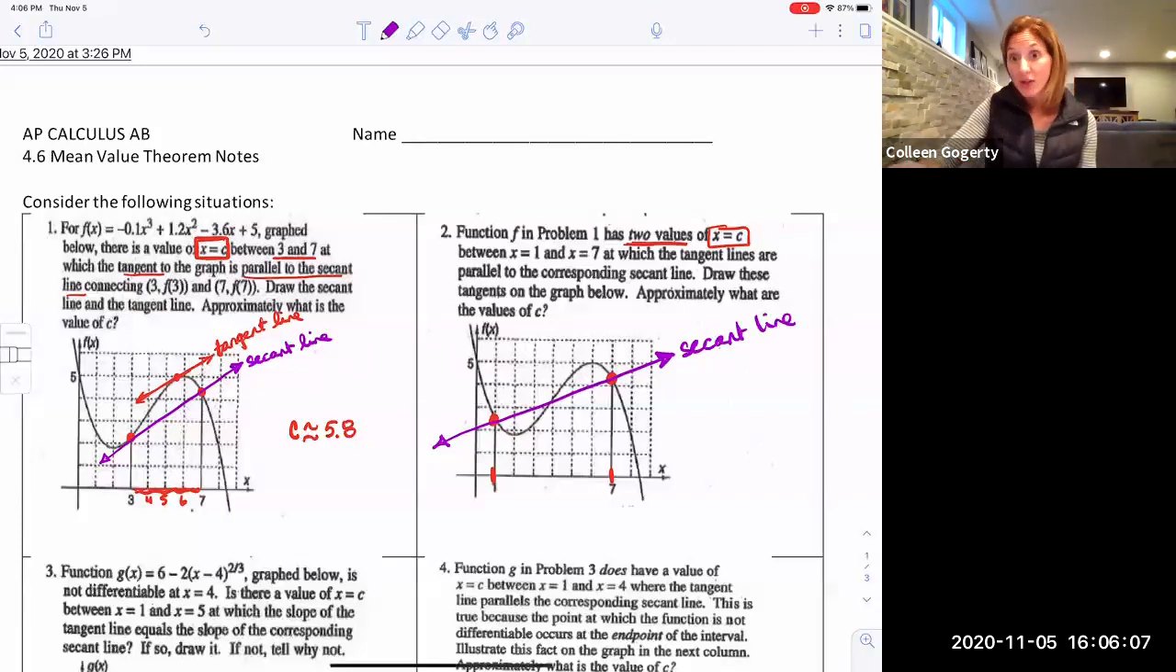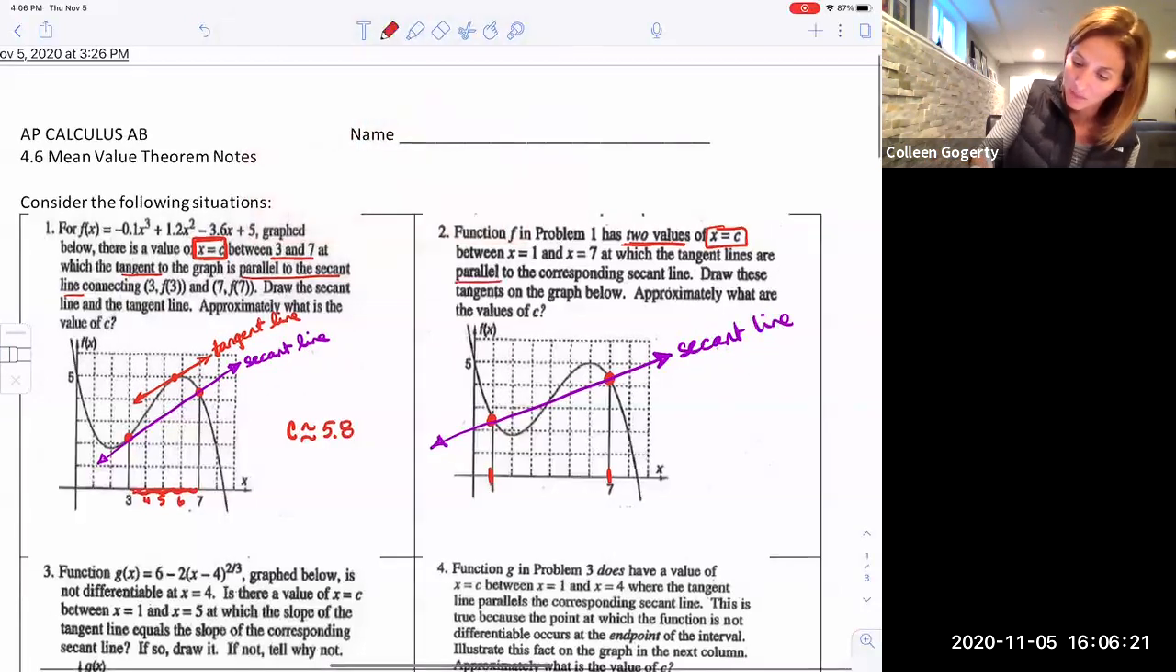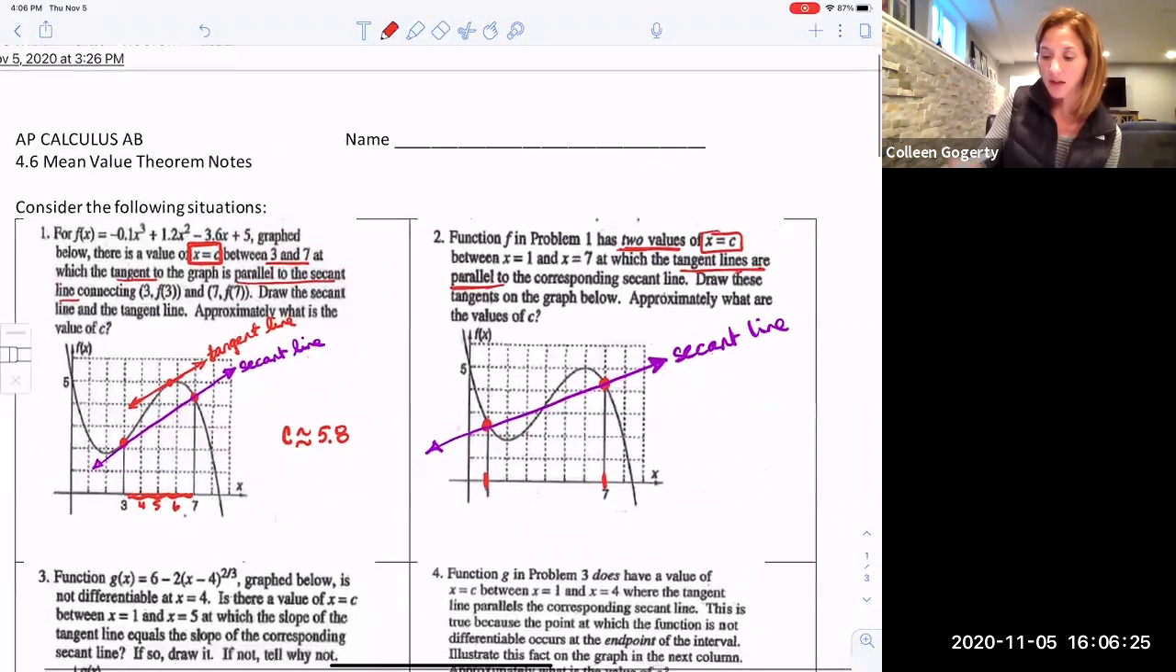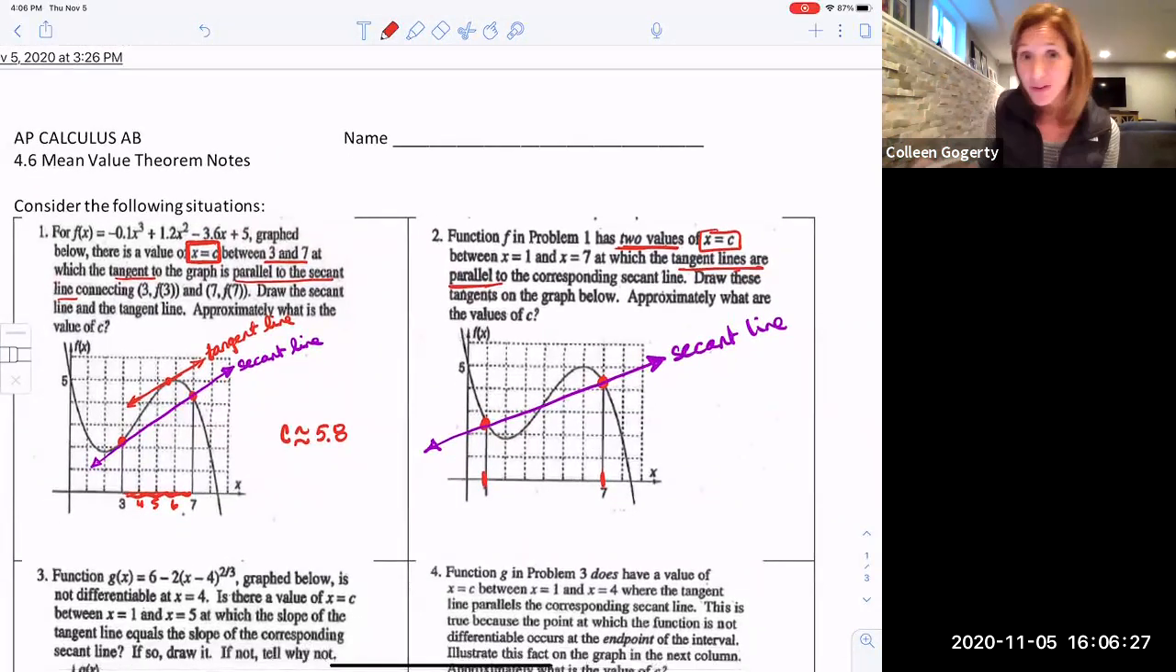Now, what this question is saying is that the function f has two different values where the tangent lines are parallel to the secant line. Okay, it's really important that we're pulling out that the tangent lines are parallel to the secant line. So go ahead and put this down, where would you draw the two tangent lines that would be parallel to the secant line?